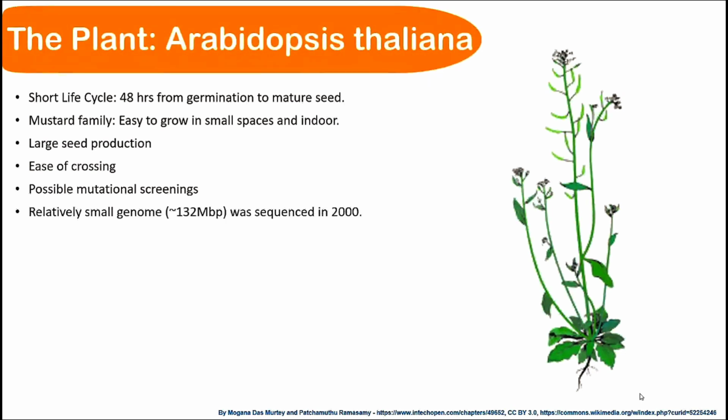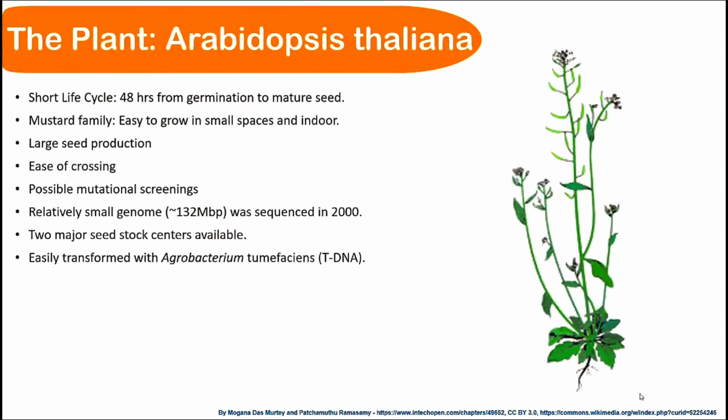Mutational screenings can also be carried out, and as compared to, say, for example, Zea mays and Oryza sativa, it has comparatively smaller genome, which is around 132 megabase pairs, and was sequenced in 2000, right? And it has two major seed stock centers also available. This we'll be discussing with respect to Drosophila also. So when you are looking into a model organism, you are always looking for authentic variety or species of the organism, which you would procure probably from some stock centers or repositories. So there are two major seed stock centers available. I'm not sure where they are, but you can easily find out one.